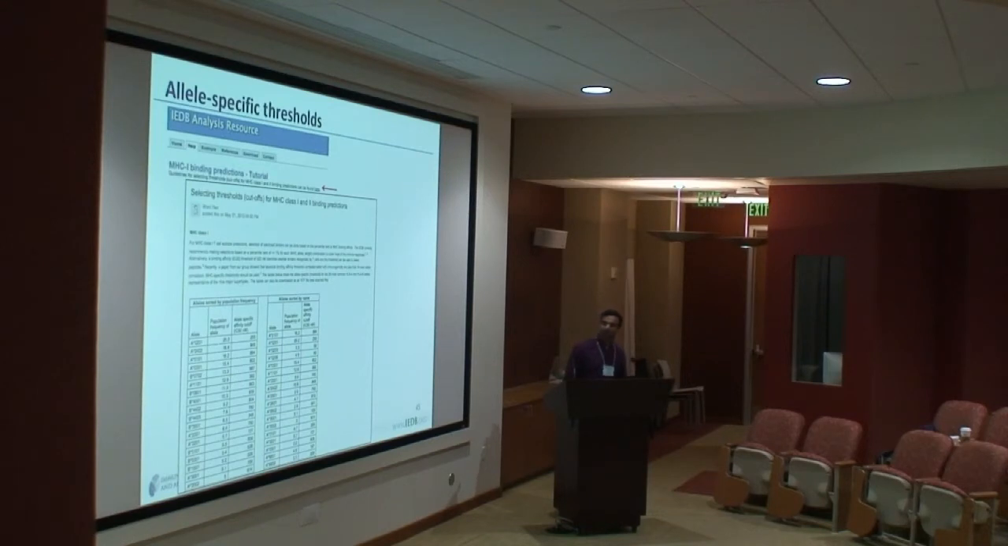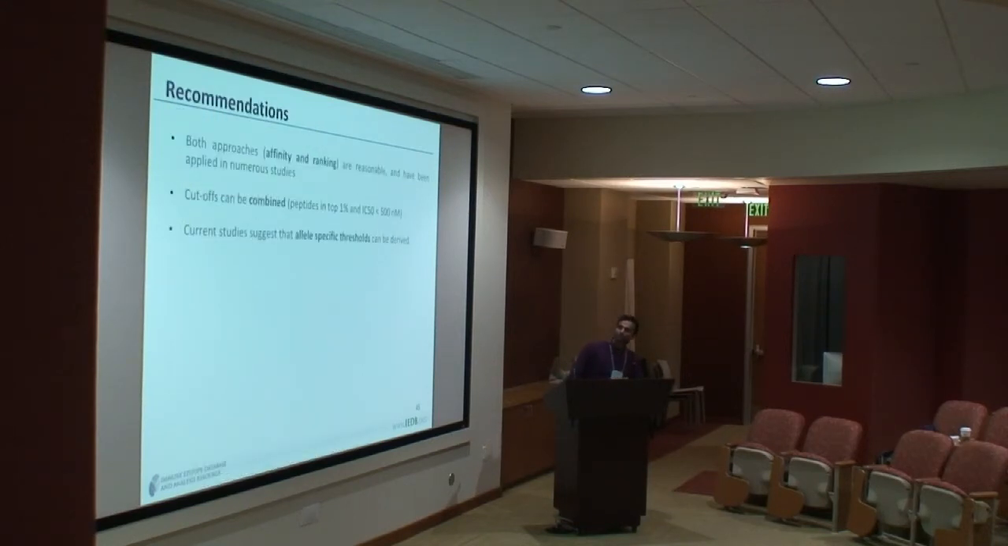All right, so going to quick recommendation. Either you can use binding affinity or the percentile rank again, or you can use allele specific threshold.